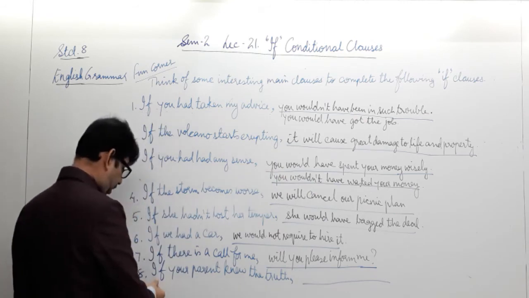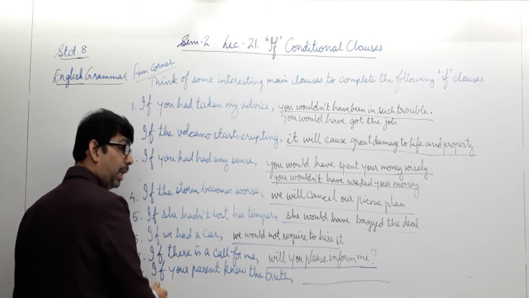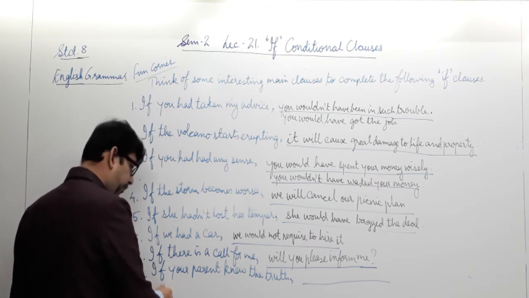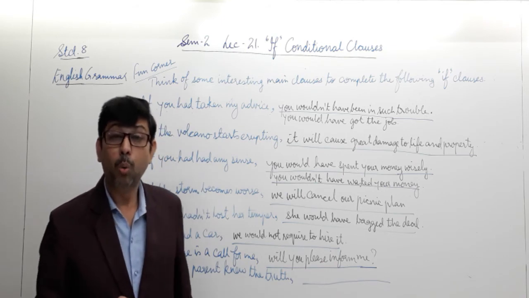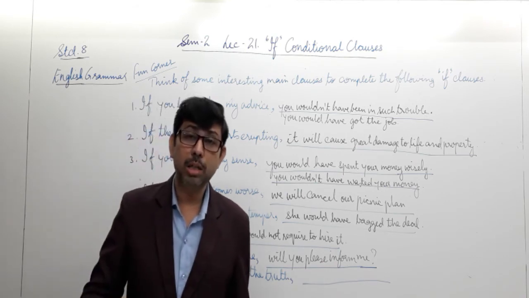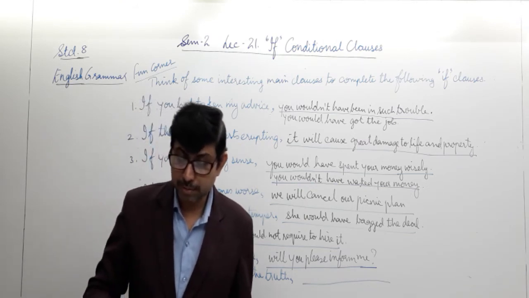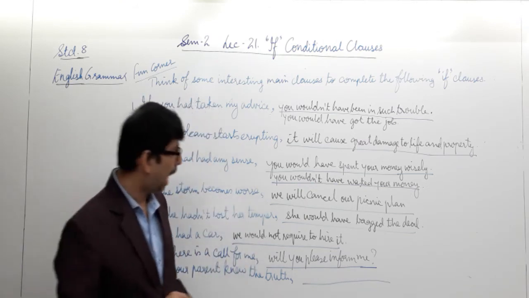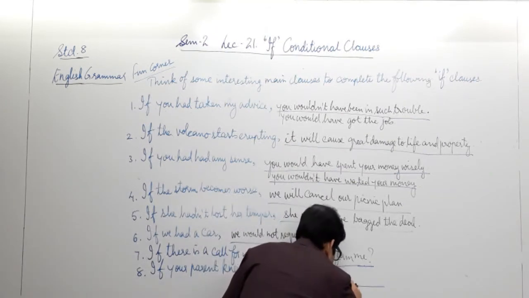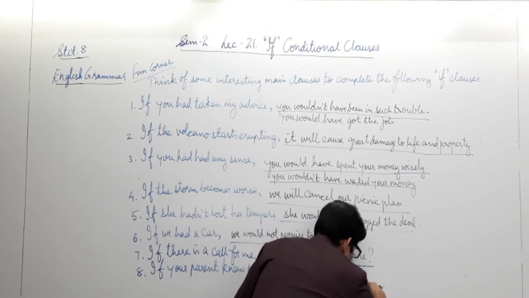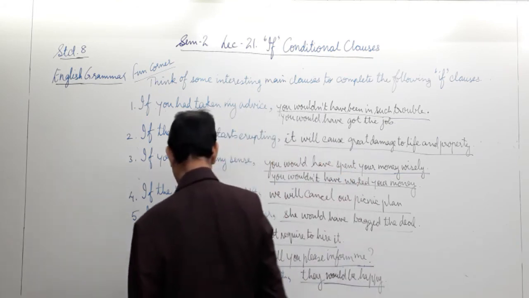So analyze it first. If your parents knew, we have the simple past along with the word if in the subordinate clause. If plus simple past. So what is the other requirement? We need the word would and the other words for the complement of the sentence which we are going to create for ourselves. They would be happy. Would be happy.